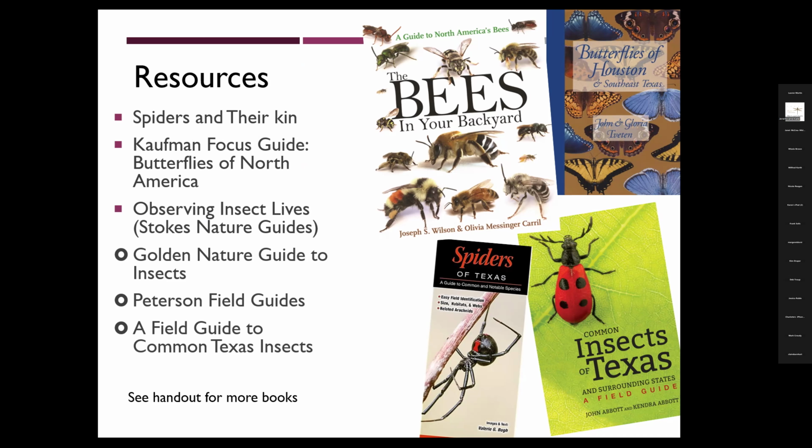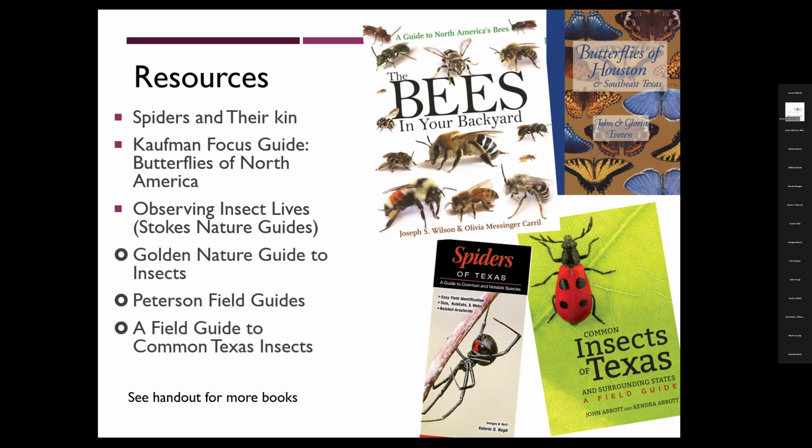And then if you want something to throw in a bag or your car or whatever, if you're traveling, the field guides that you see, like the Spiders of Texas there, those are from Quick Reference Publishing. They are laminated and they are really good. Covers a lot of information in a very small amount of space. So I highly recommend them.